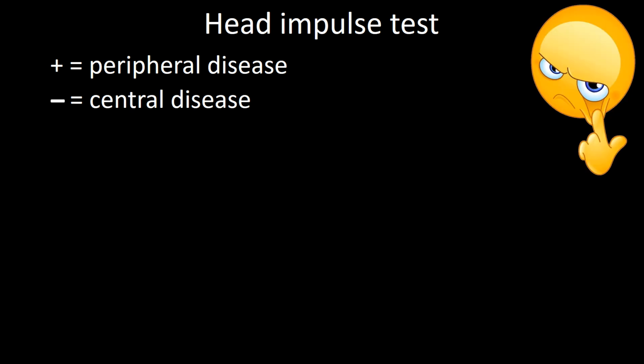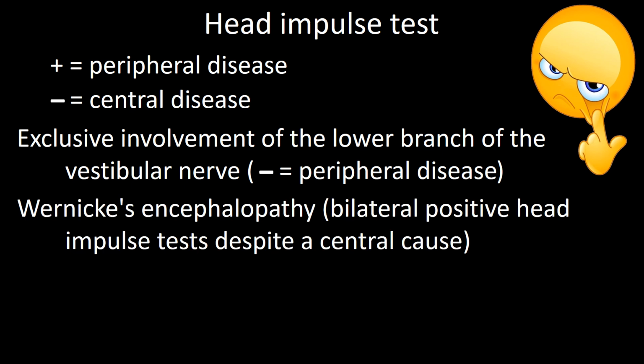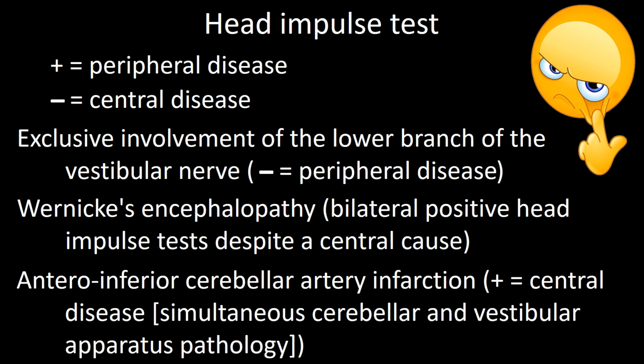But as all rules, this rule has exceptions. Exclusive involvement of the lower branch of the vestibular nerve, despite coursing with a negative head impulse test, is a peripheral disorder. Wernicke's encephalopathy, despite apparently a central disease, can have a bilateral positive head impulse test. And AICA infarction, despite mainly a central disease, can start as a peripheral disorder. Those start with a positive head impulse test.